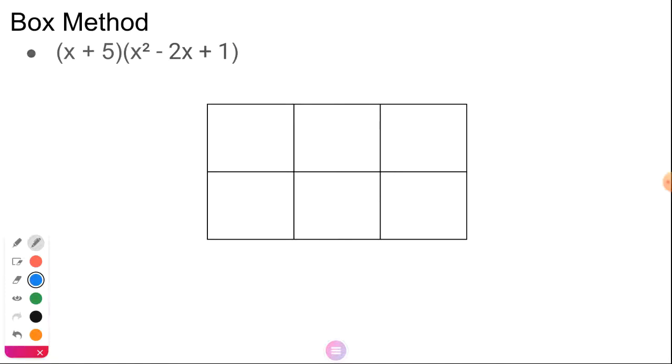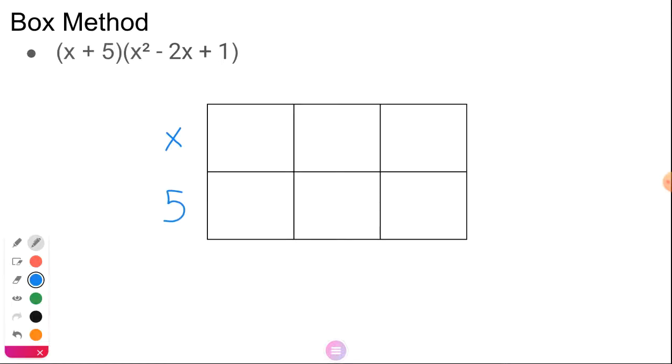So let's try this. I have x plus 5 times x squared minus 2x plus 1. Both of those are already in standard form, so we're going to go ahead and use our box method. Because we have a binomial times a trinomial, we have a 2 by 3 box, so we're counting out the number of terms in each polynomial. The first one is a binomial, x plus 5, so we're going to put that on the side that has 2, so we're going to have x and then a positive 5.